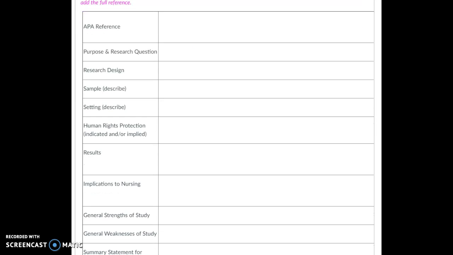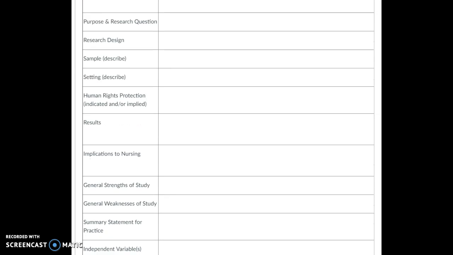So you're going to have your reference at the top for your quantitative article, and then the purpose and research question. This is not your research question. This is not your PICO question. It is the research question addressed in the study that you've read the article for, as well as the research design. The sample, this is who they used in their study. The setting is where the study took place.